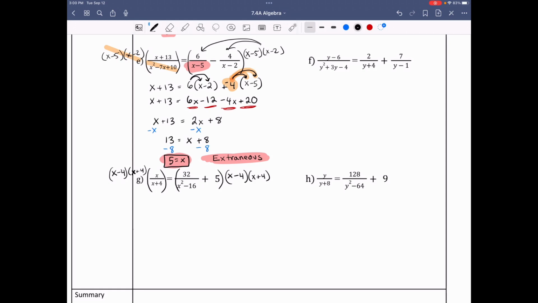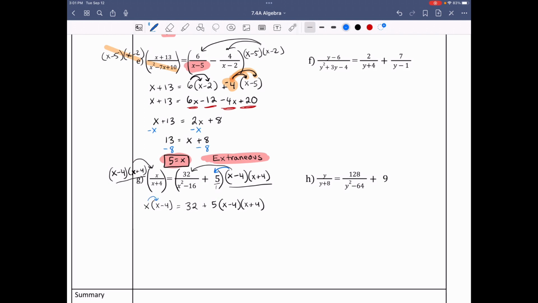Okay, so we'll distribute this whole thing to here. The x plus 4's cancel, so we're just multiplying x times x minus 4. And when we multiply the x minus 4, x plus 4 by the 32, it just cancels with the x squared minus 16, so we just have 32. When we multiply it by 5, though, there's nothing in the denominator other than 1, so the 5 has to get multiplied by all of it, like so. So we're going to have to do lots of distributing for that. Okay, so let's start distributing.